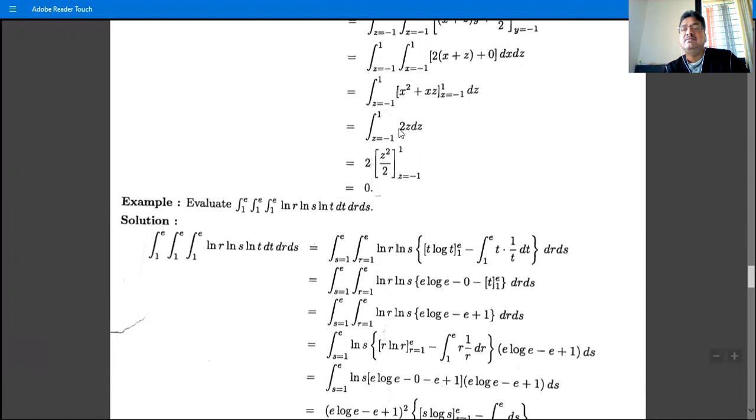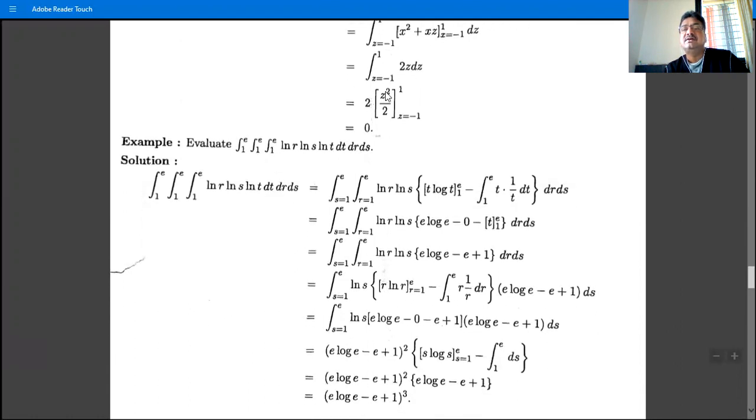We have the answer 2z, and its integration is z square by 2, the 2s get cancelled, and then the value at the upper limit, that is z square, 1 square is 1, minus 1 square is again 1, so the answer is 0.